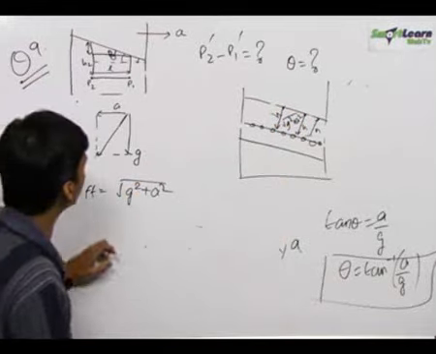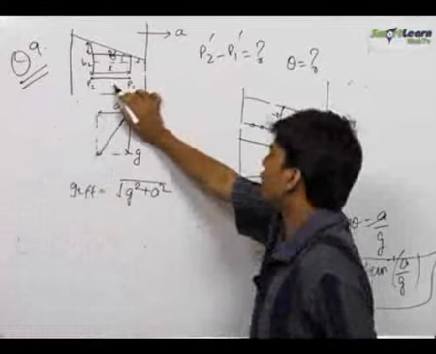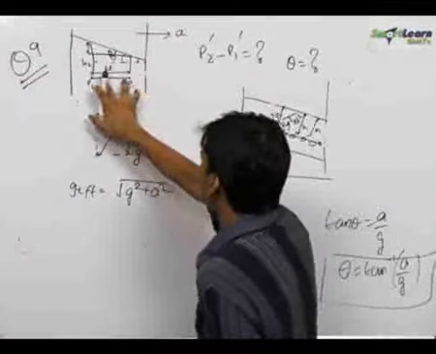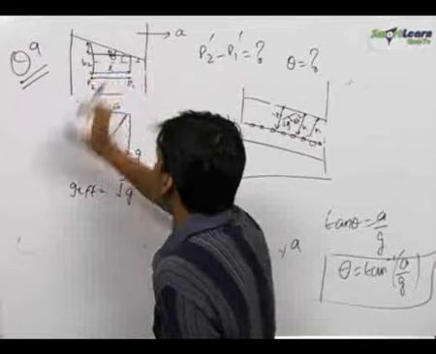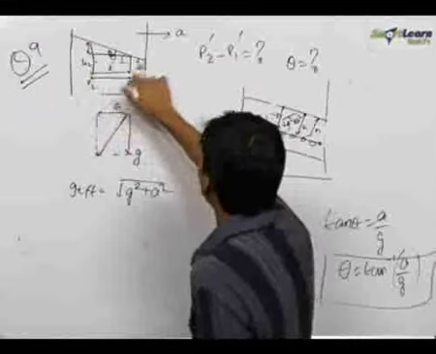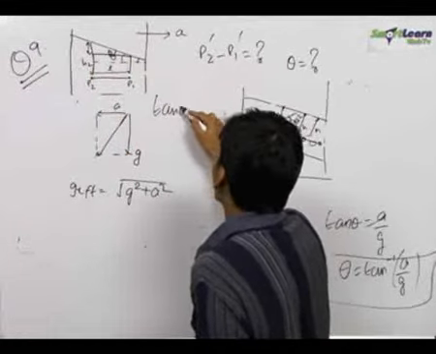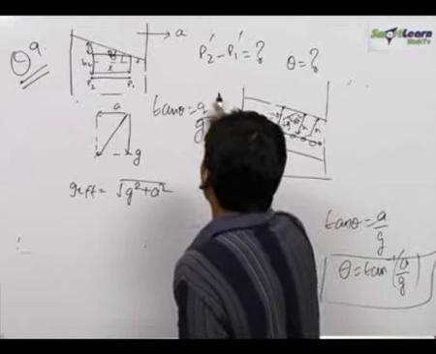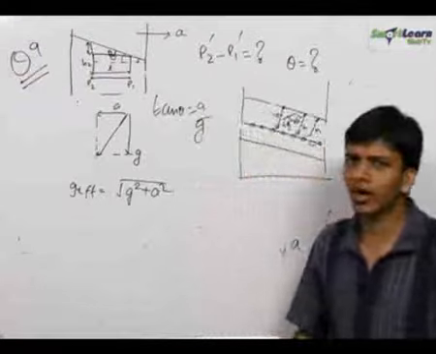So, the final answer was P2 minus P1 equal to rho AL. Therefore, there is a difference in pressures of rho AL which is needed to provide the necessary acceleration to this block of water, and tan theta was equal to a by g, that is theta is equal to tan inverse a by g. These two are our final answers.